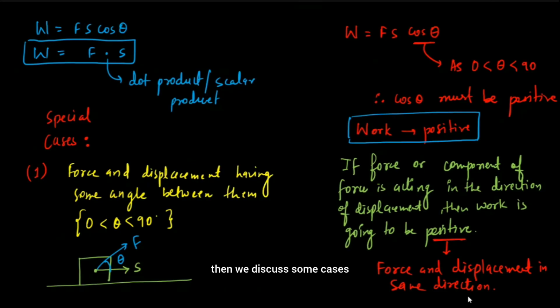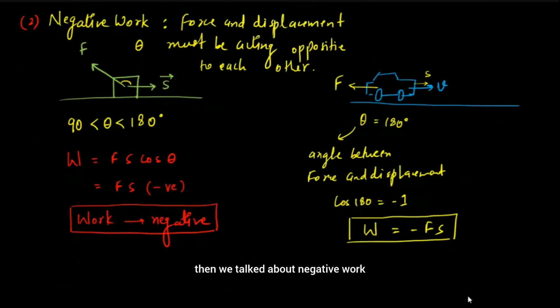Then we discussed the cases in which work can be positive, negative, or zero. If theta lies between 0 and 90 degrees, or you can say the angle is acute, then the work is going to be positive, such that force and displacement are both in the same direction. Then we talked about negative work, which is when theta lies between 90 and 180 degrees, or you can say theta is obtuse. In that case, work is going to be negative.